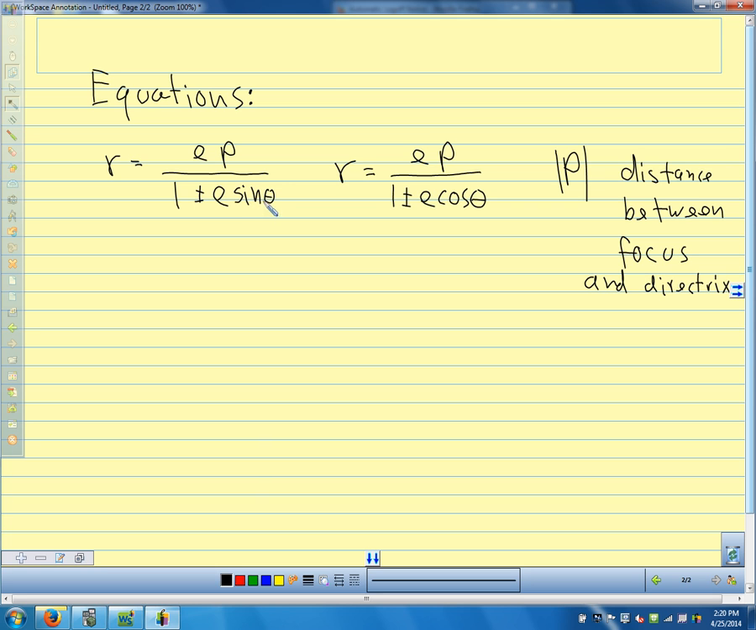What kind of symmetry is it going to have? Pi halves. It's going to be symmetrical about the pi over 2 axis. So if our polar conic equation is in this form, it's going to be vertical. Our axis is going to be vertical. And because this equation only has a cosine theta in it, it's going to be symmetrical about the polar axis. So this would give us a horizontal conic section, with a horizontal axis. We can pick out very easily whether it's vertical or horizontal.